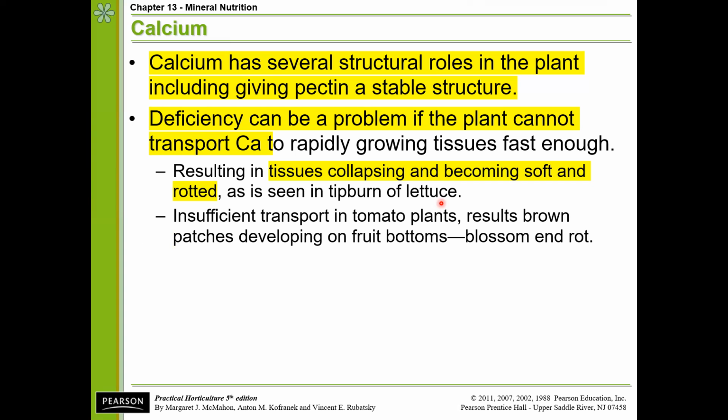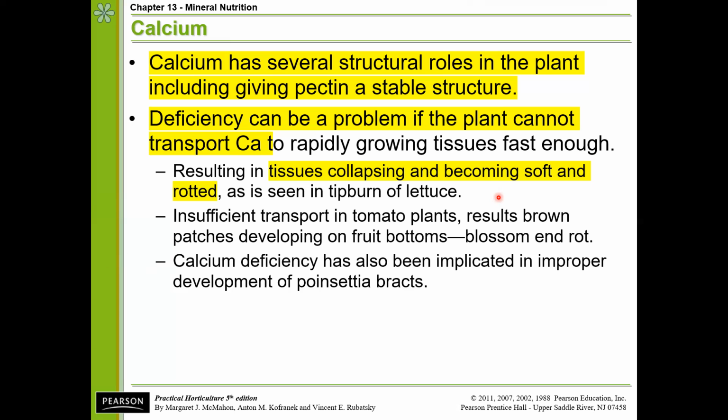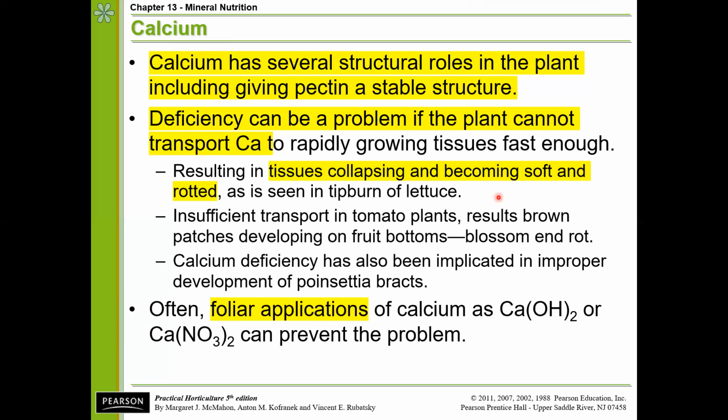or rotted. We see that as tip burn in lettuce, or in tomato, in the fruits themselves, we see blossom end rot, which is often confused for blight. Calcium deficiency can also lead to all kinds of other symptoms in other plants. Development of flowers, apples can be caused by calcium deficiency as well. So it's in the skin of the plant, and if it can't make that skin, then it kind of caves in and looks like it's almost like a fungal disease.